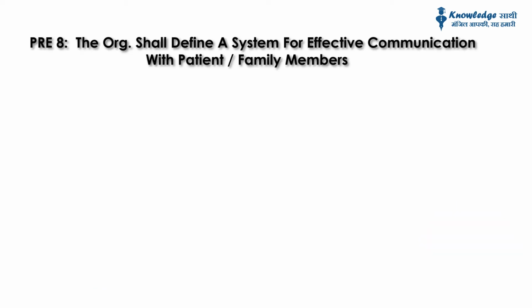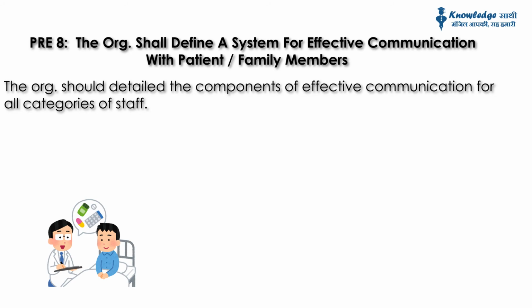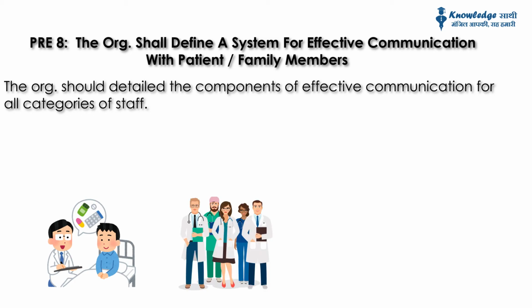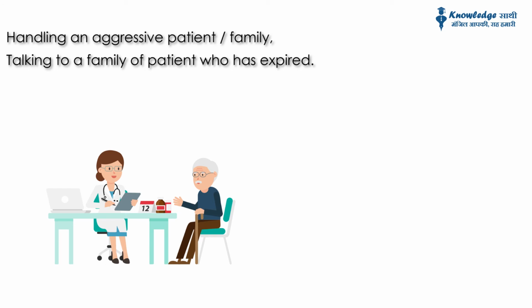The organization shall define a system for effective communication with patient or family members. The organization should detail the components of effective communication for all categories of staff. Hospital has to identify challenging situations where enhanced communication would be required. For example, breaking the bad news, handling an aggressive patient or family, talking to a family or patient who has expired.